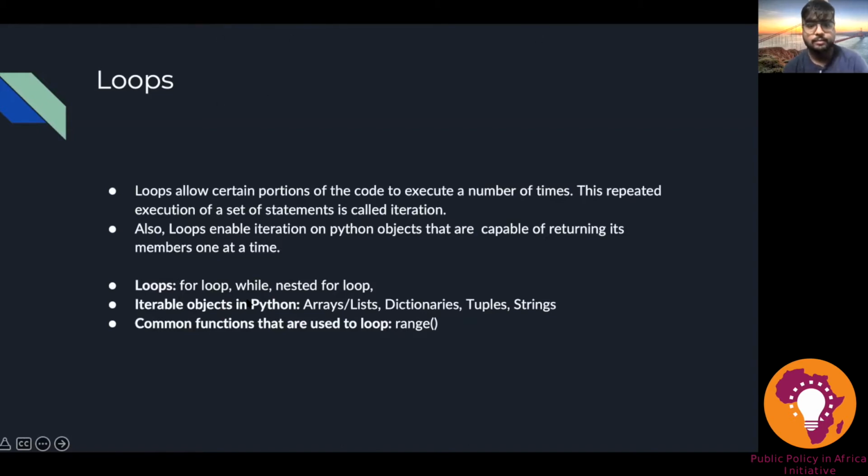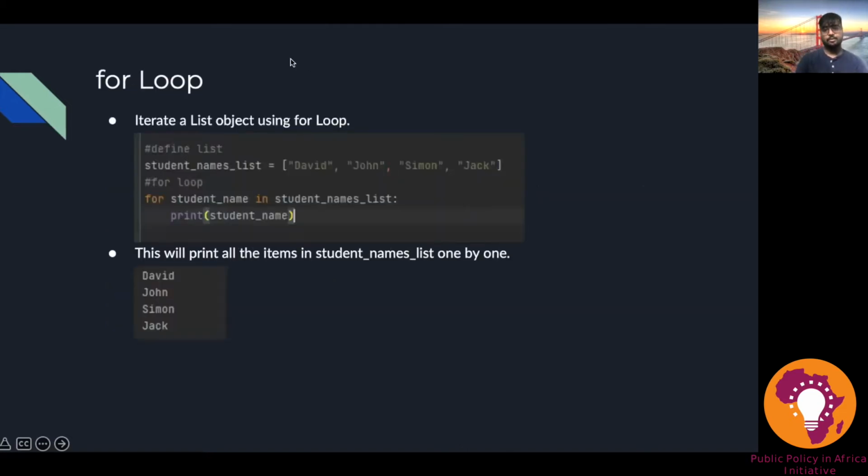Okay, so a common function that is used to loop is the range function. We will also be looking at that later on. And iterable objects, so objects that can be iterated over, are called iterable objects. These are arrays, lists, dictionaries, and basically most of the data structures that we learned about. So the for loop iterates a list object.